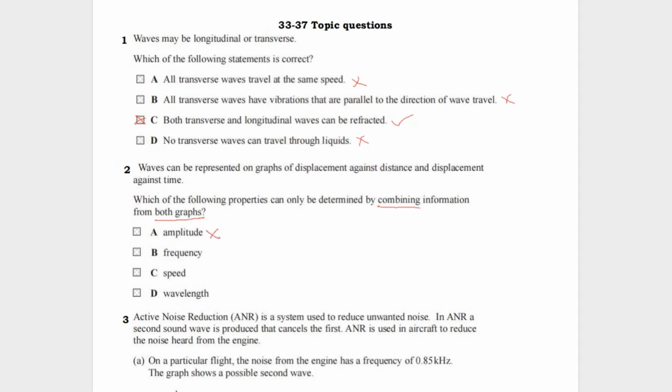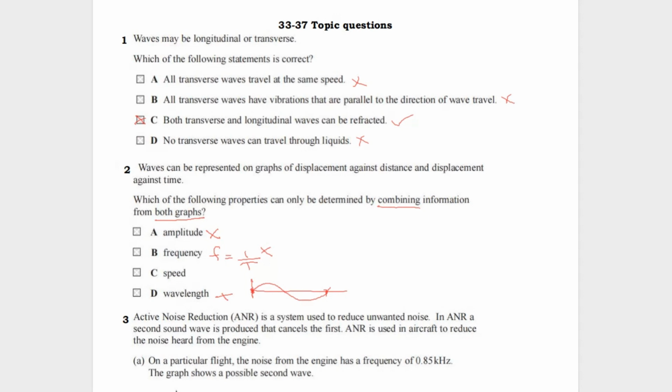So option B is frequency, which you could find out from the reciprocal of the time period. In order to find out the time period, you just need the displacement-time graph, right? So you don't need the information from both the graphs. So option B is also wrong. Then option D, wavelength, which you could find out from the displacement-distance graph, because in a displacement-distance graph, this length represents the length of one wave, right? So you just need the displacement-distance graph to find this.